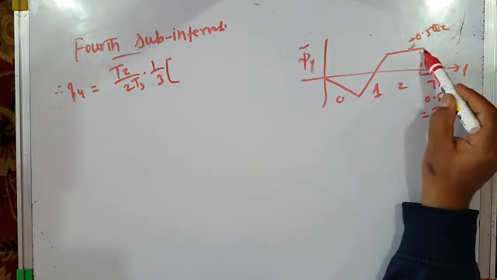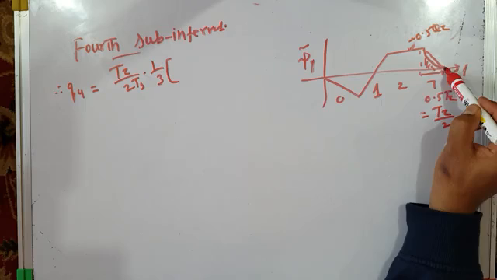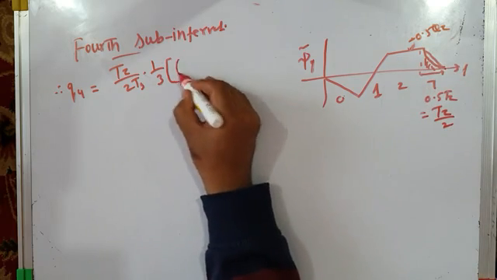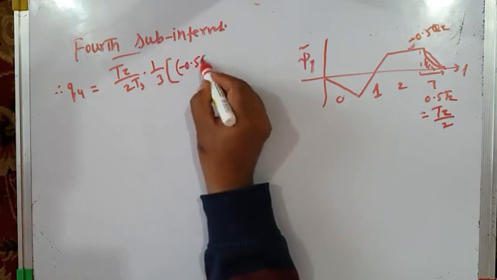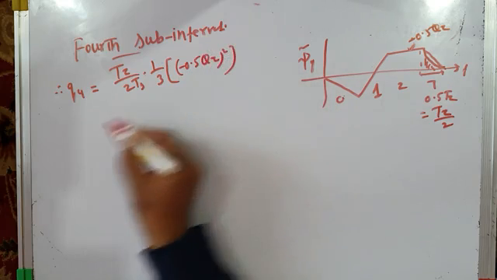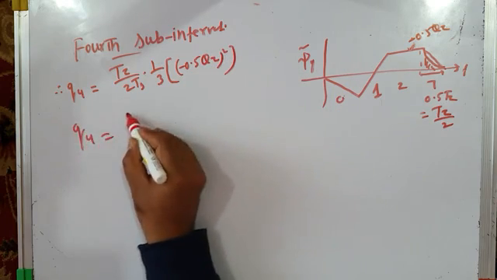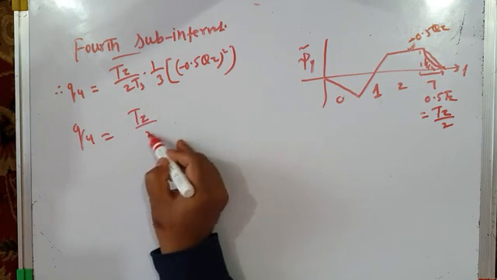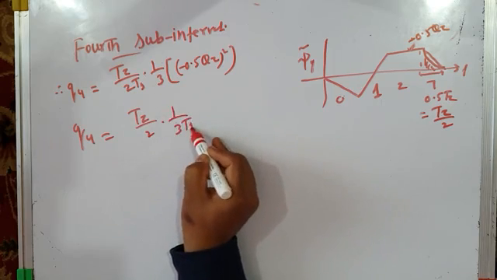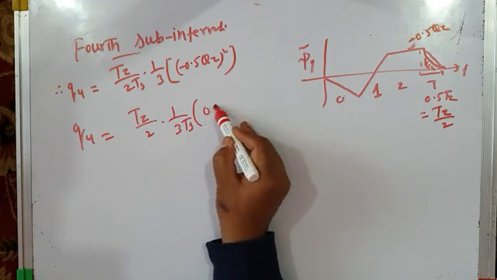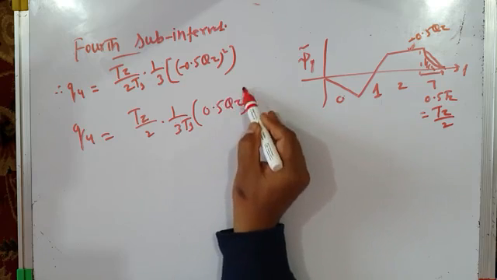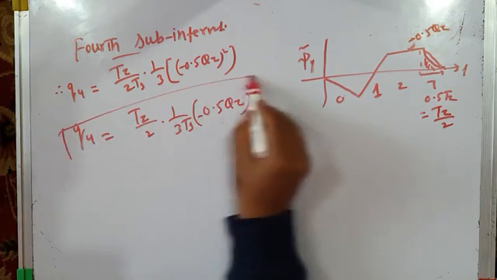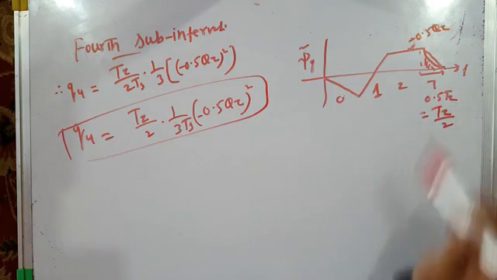And then this is y1, this is y2. y2 is 0. y1 is minus 0.5 qz whole square. So I can write Q4 equal to tz by 2 into 1 by 3 ts into 0.5 qz whole square. That's it. This is the area under this parabola.